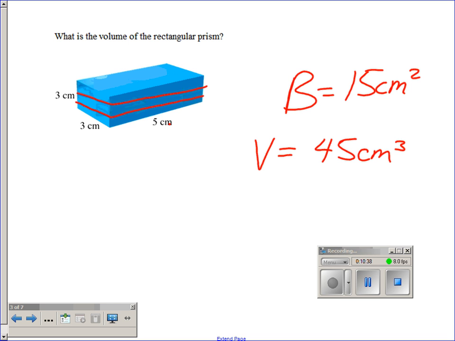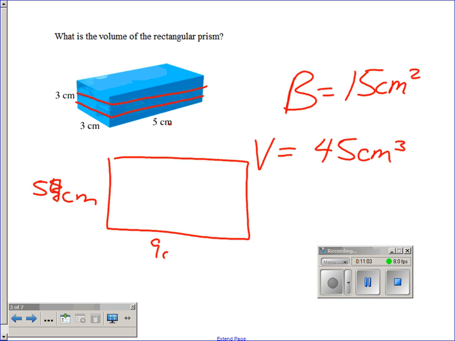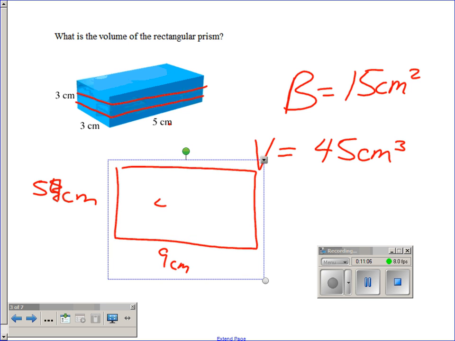Now, do you think the label is important for this? Label is very important because if we put 45 centimeters squared, you'd only be finding one small level. Oh, sorry. Let's do it easier. 5 centimeters this way by 9 centimeters this way. And that is 45 centimeters squared.